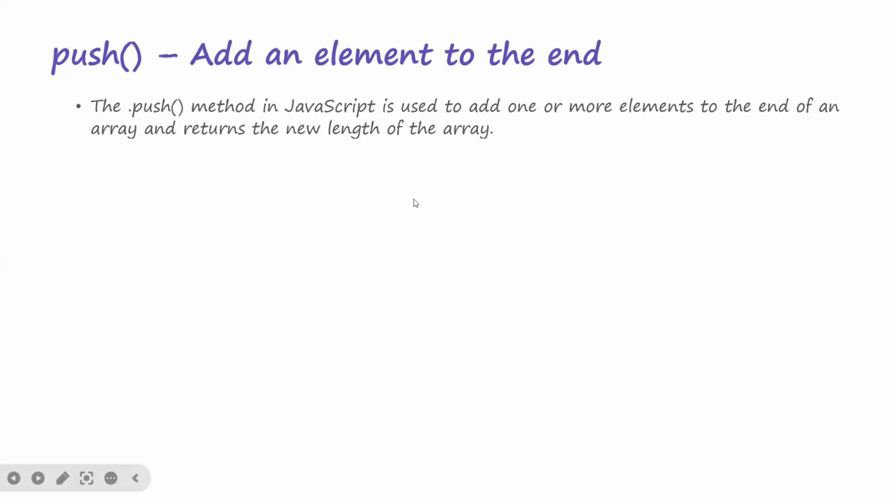Now this is the syntax: the name of the array dot push. Then this expects one or more items. If I just add one, that item will be added at the end. But if I provide multiple values separated by commas, those values will be added at the end, and then it would return the length of the array. So after pushing in, it returns the length of the array. If in case you want to work with the length, you can actually work with it.